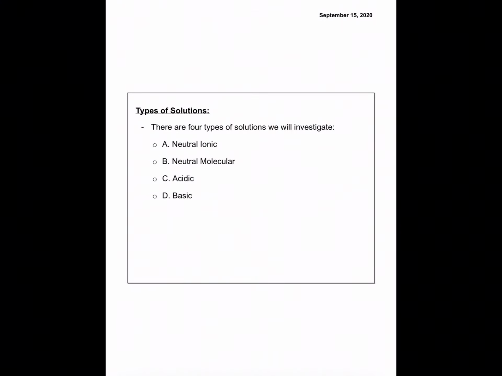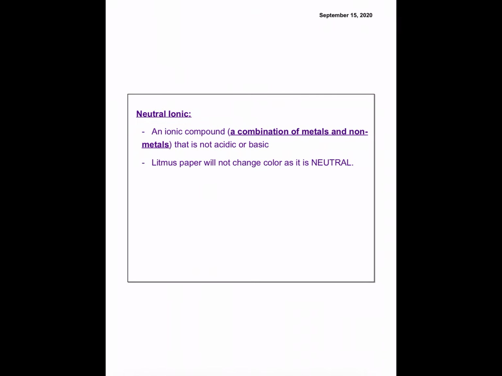Okay, this is our Unit B, topic 1.2, and this section is on acids and bases. So it starts out saying there's types of solutions. There's 4 types of solutions that we can investigate: neutral ionic, neutral molecular, acidic, and basic. So we're going to go into what all of those things mean next.